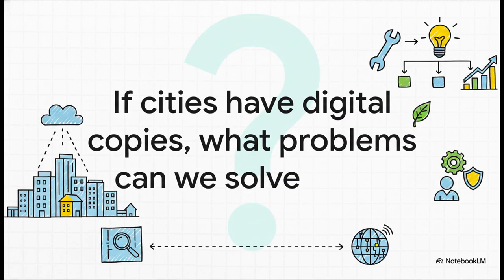So, I'll just leave you with this thought to chew on. If every bridge, every building, every single power grid in our cities had its own living digital twin, constantly learning and reporting back, what kind of massive problems, from traffic flow to energy consumption, could we predict and solve before they even happen? The possibilities are, well, they're truly staggering.